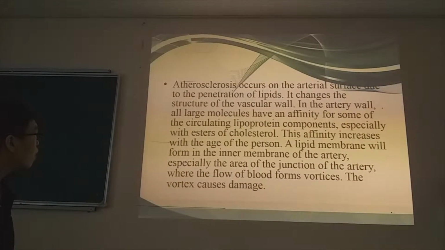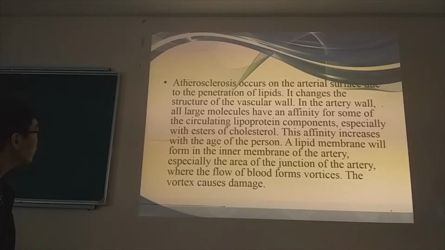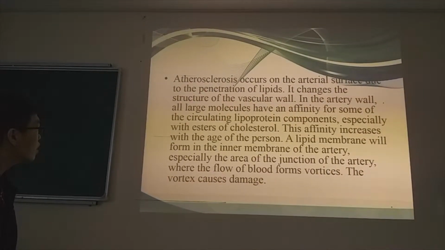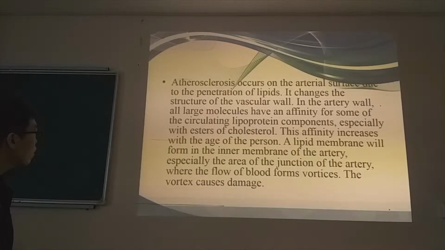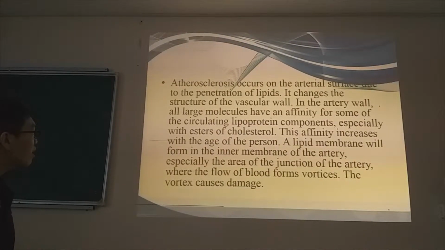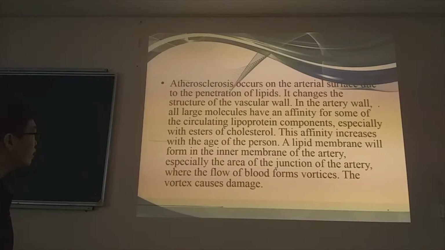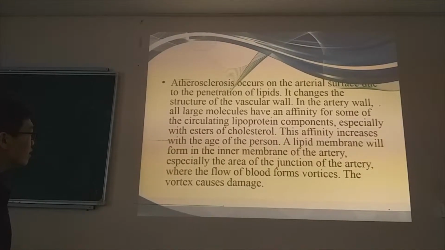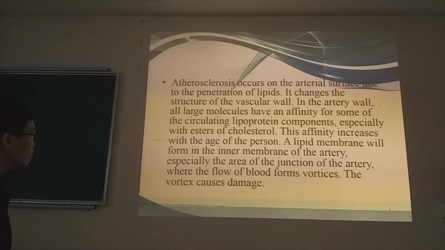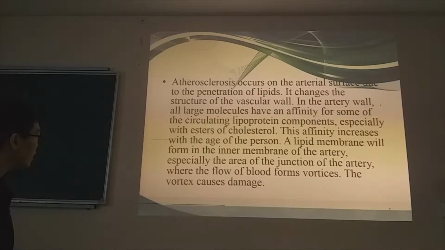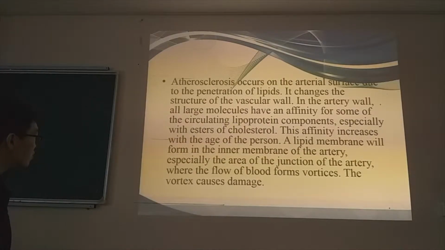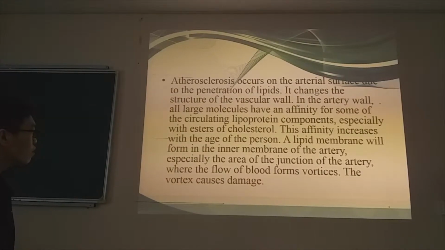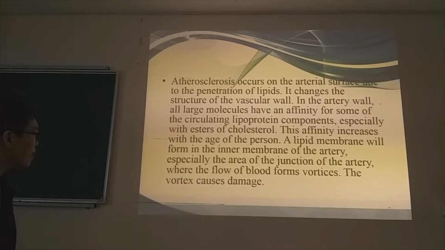Atherosclerosis occurs on the artery surface due to the penetration of the lipids. It changes the structure of the vascular walls; the artery wall's smooth muscles have an affinity for the circulating lipoprotein components, especially with the esters of cholesterol. This affinity increases with the age of the person, and lipid membranes will form in the inner membrane of the arteries, especially the areas of the junctions of the artery where the blood flow forms a vortex. The vortex causes damage.